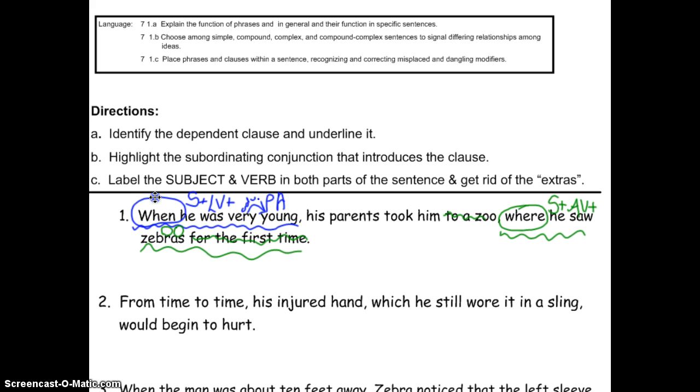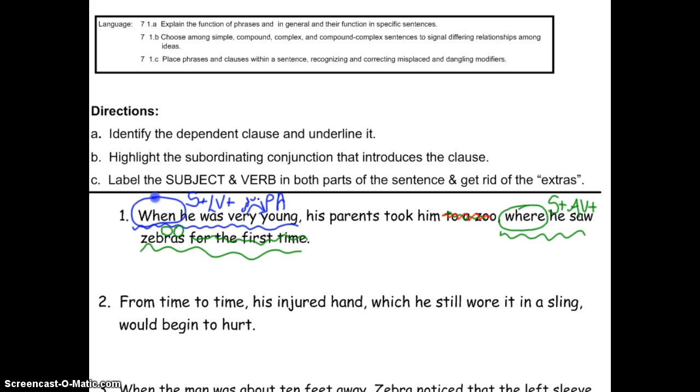All right, so we got rid of two dependent clauses. What should be left? Can't have a sentence. If our sentence is just a dependent clause, it's really a fragment. If I wrote the sentence where he saw zebras for the first time, that's not a sentence by itself. It needs what to make it a complete sentence, Matt? And so, Matt, read me the independent clause. His parents took him to a zoo. And actually, Katie already told us that we could get rid of to a zoo. So we're left with his parents took him.